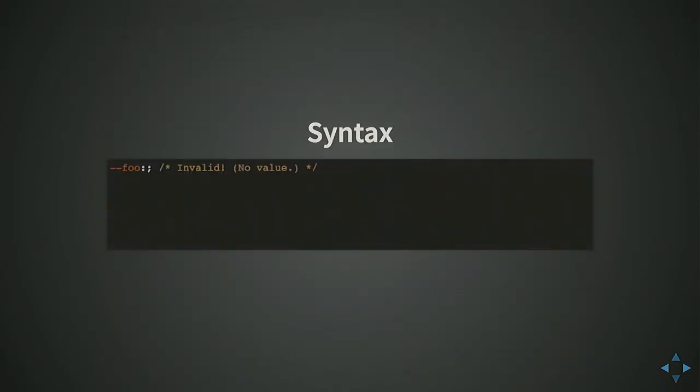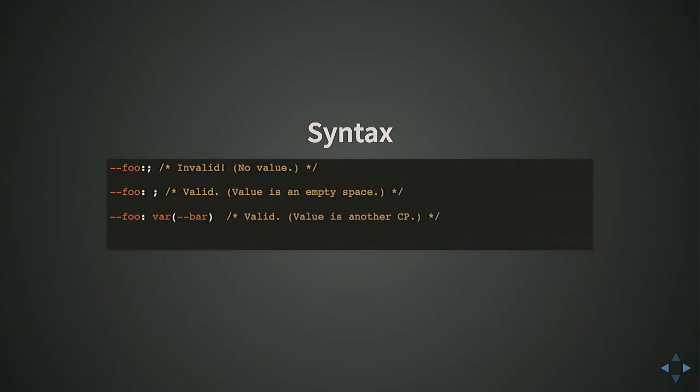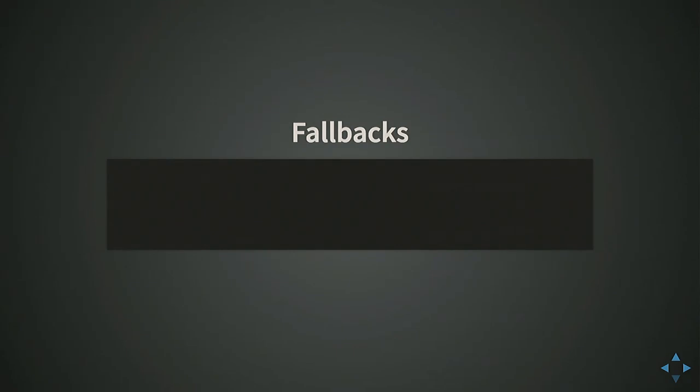Some more syntax. Dash dash foo colon semicolon. This is invalid because we have no value. However, colon space semicolon is valid because the value is an empty space. Interesting. Also, we can use a custom property as a value in another custom property. So this is valid. However, dash dash lowercase foo is not equal to dash dash uppercase foo because custom properties are case sensitive.